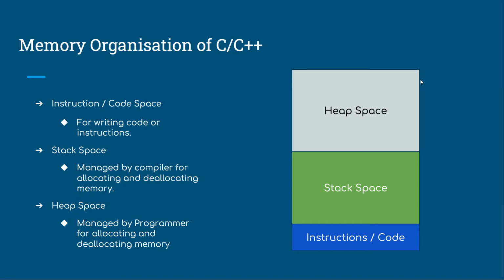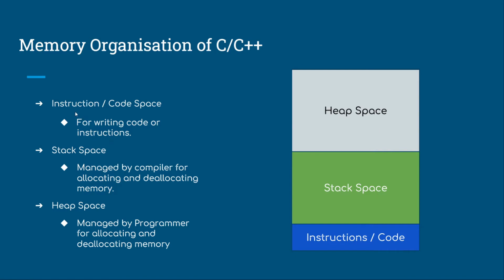Before diving into the topic, that is dynamic memory allocation, let's understand how the memory organization works in C or C++. As you can see in this diagram, there are three spaces in our memory section: one is instructions or code, another one is stack space, and another one is heap space. We'll be looking at how it actually works.